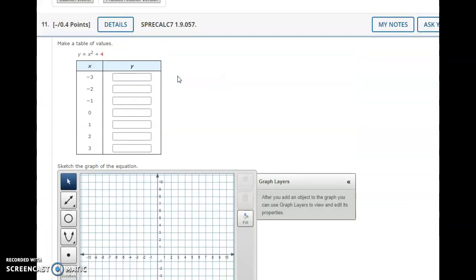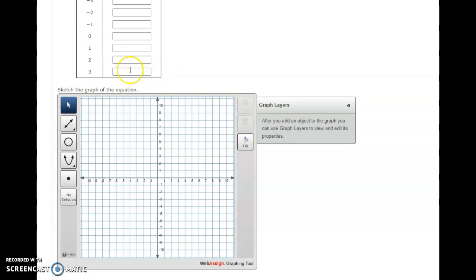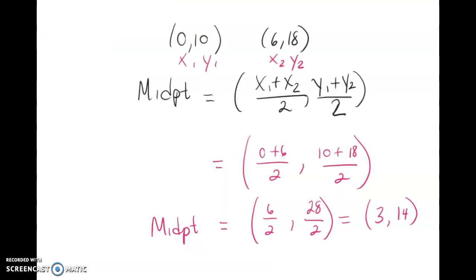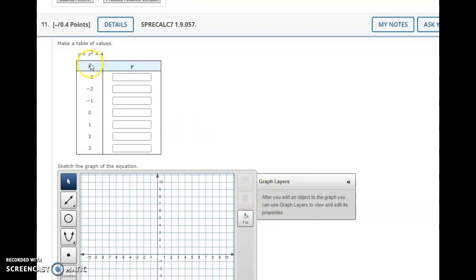Let's try one more. Let's do this one. It says to make a table of values. So we're going to plug these values into x. We have the x values here, and then we will calculate what y would be. So we'll do the first one on the whiteboard. So let's go back to that. The equation is y equals x squared plus 4. So I'm going to write that on the paper.